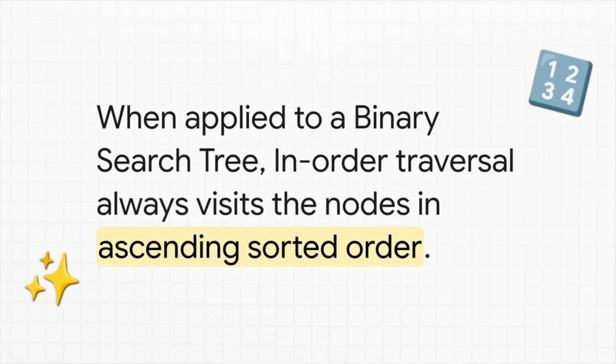And check this out. This is the really cool part. When you do an in-order traversal on a binary search tree, the values come out in perfect, sorted, ascending order. Every single time. That's not an accident. It's a direct result of that left is less, right is more rule. It's an incredibly powerful side effect.